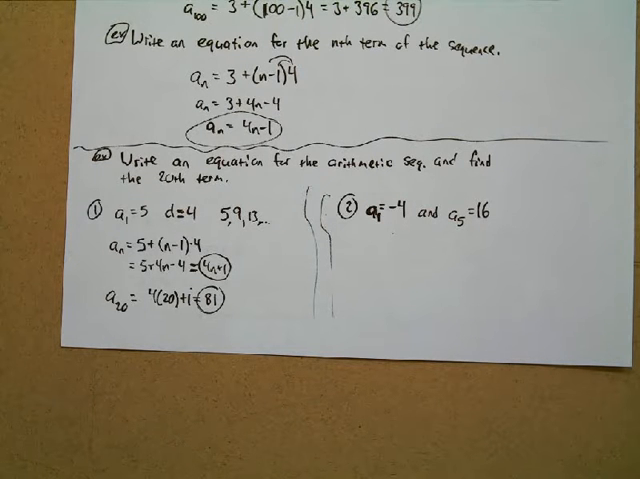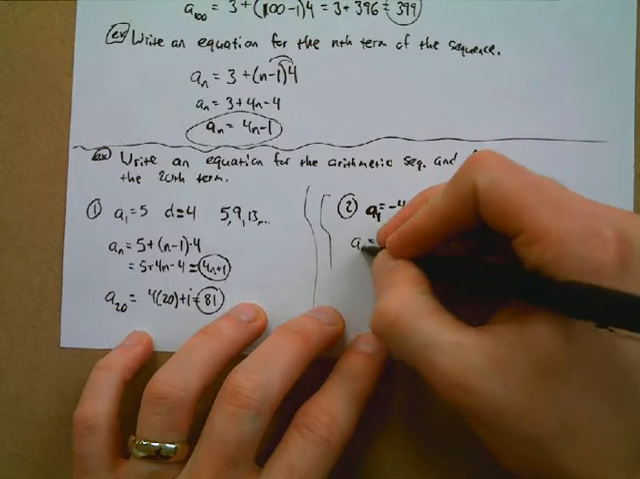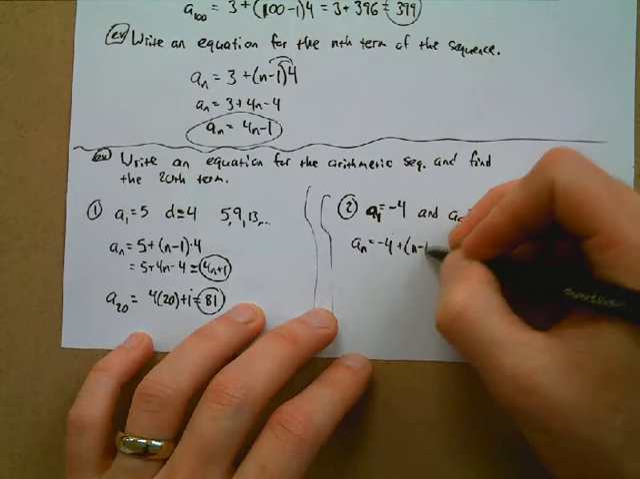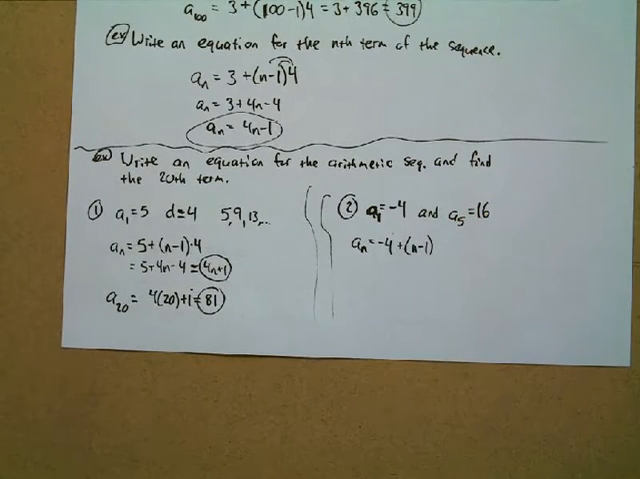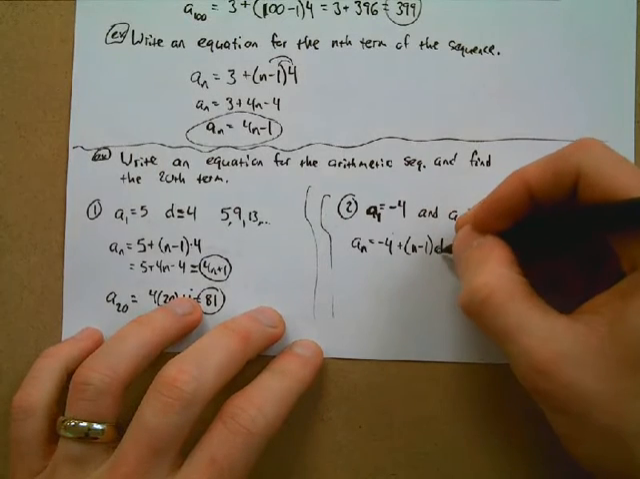So let's plug in what we know into our formula. We've got a sub n equals, we know the first term, it's -4, plus n minus 1 times, and we don't know our common difference here. How can we find this common difference? Any ideas?